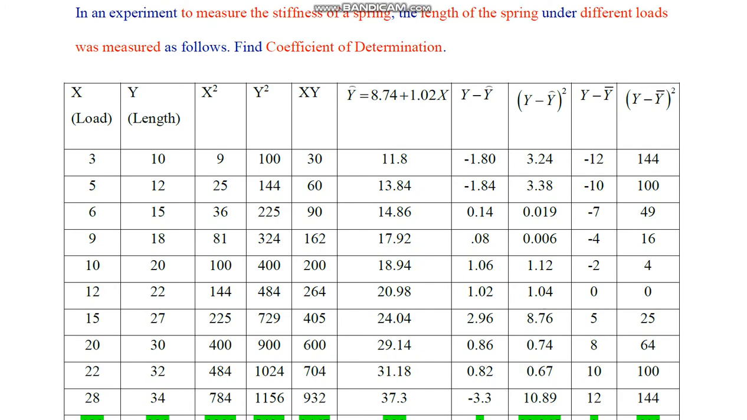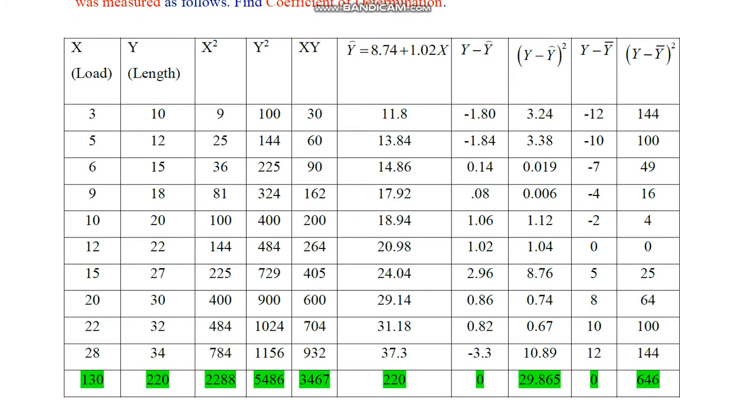This table shows y minus y cap. Here y is 10 minus 11.8. y is 12 minus 13.84. So we got these values. This is the property of the regression line: the sum of y minus y cap is equal to 0. So here is the zero. It means we performed this example in the correct way.